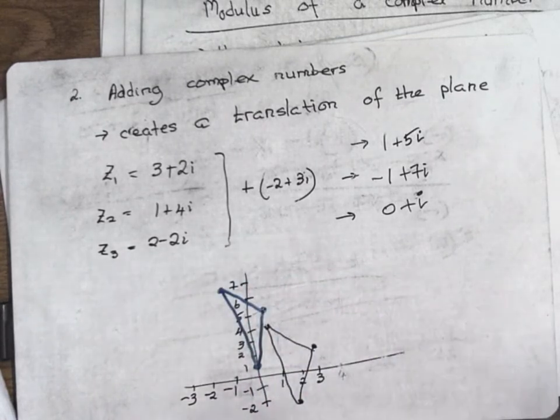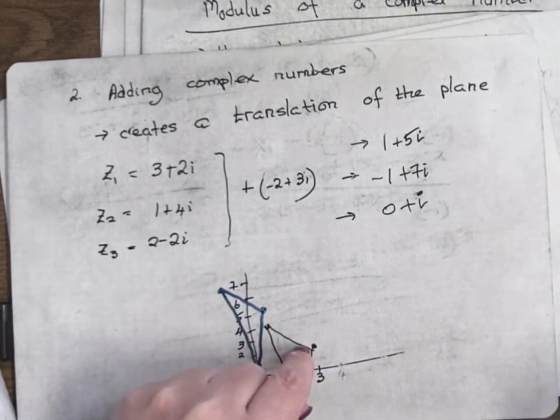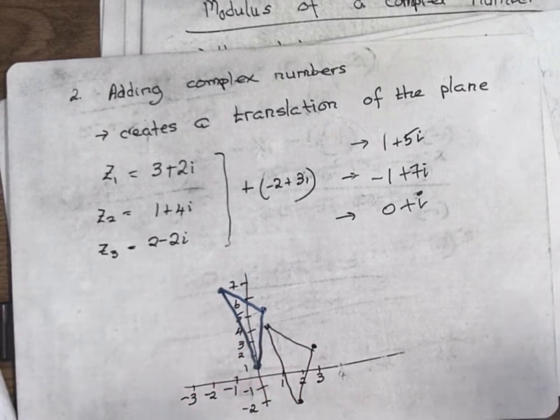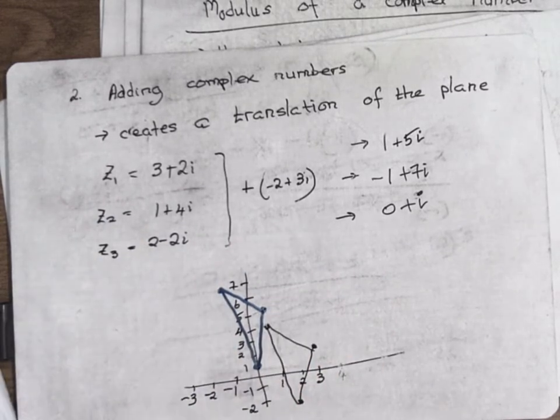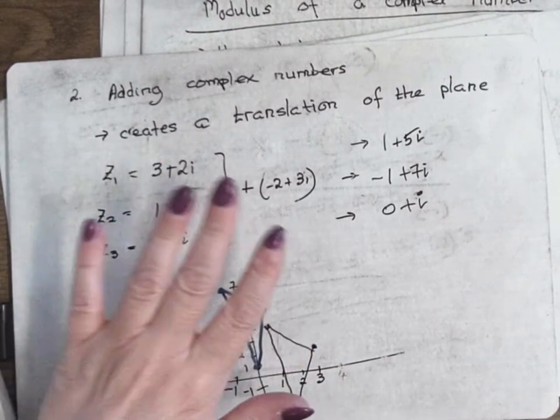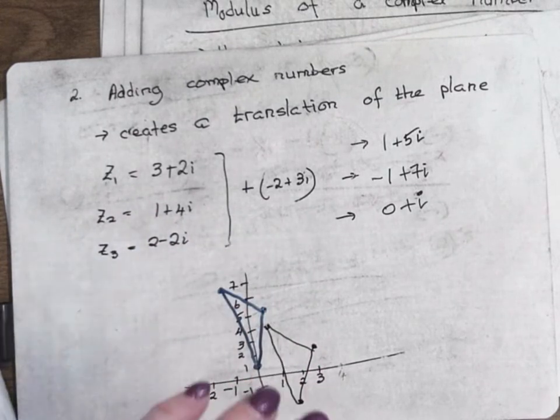And what would that be? I basically picked up this shape, didn't I, and moved it. What is that? It's a translation, isn't it? You know, when you pick up a shape and you just move it. You don't rotate it, you don't turn it backwards, you don't turn it upside down. You just pick it up and you move it to a new spot. That's called a translation. So when you add complex numbers, you're actually doing a translation. You're picking it up and you're moving it. Okay?